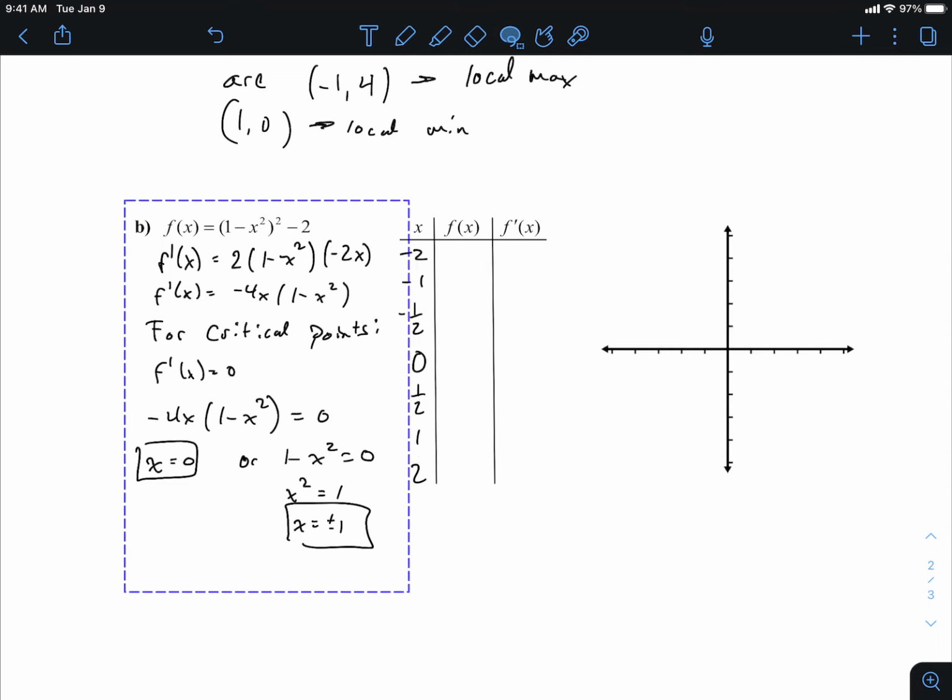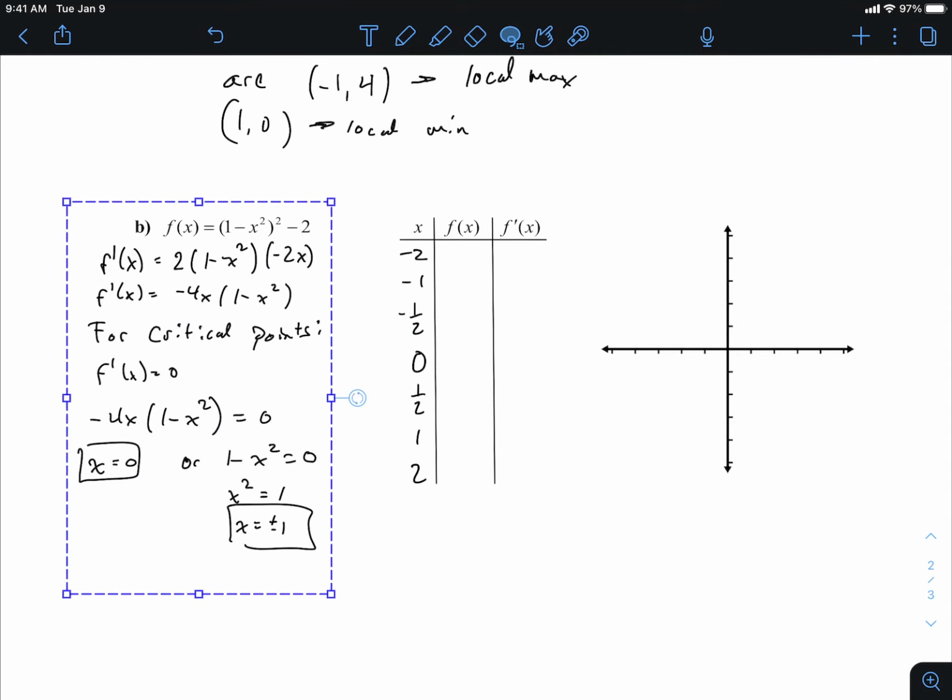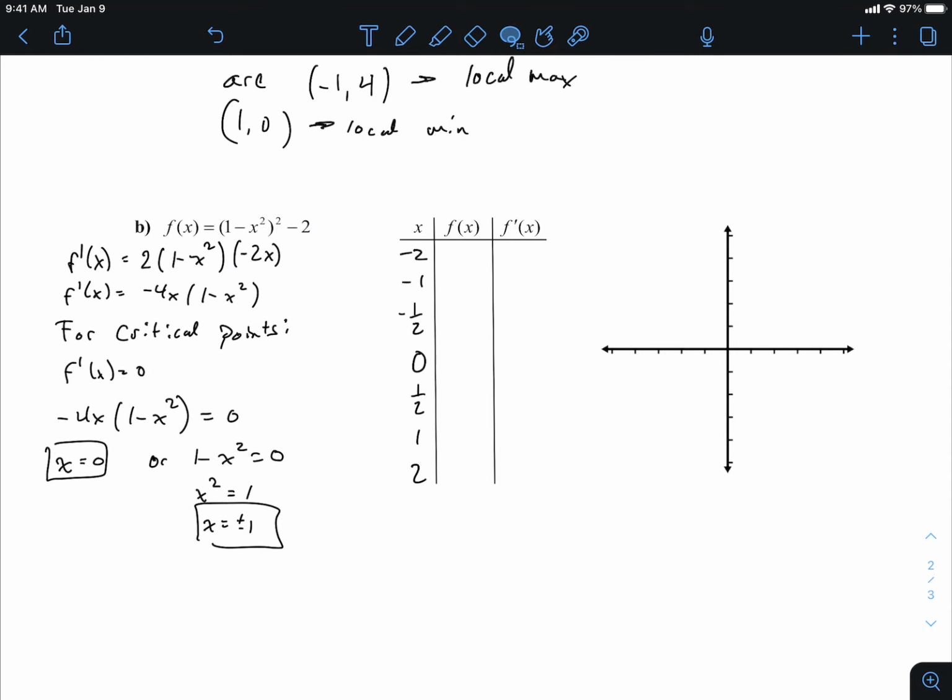All right, guys, I'm going to move this over so we have some space. Okay. And then you do the same thing. If we were to plug in some values, we can see that if I plug in negative 2, I'd get 7. If I plug in negative 1, I get negative 2. So somewhere in between negative 2 and negative 1 is going to be this value. Same thing here. We could plug in 1. We get negative 2 and 7.